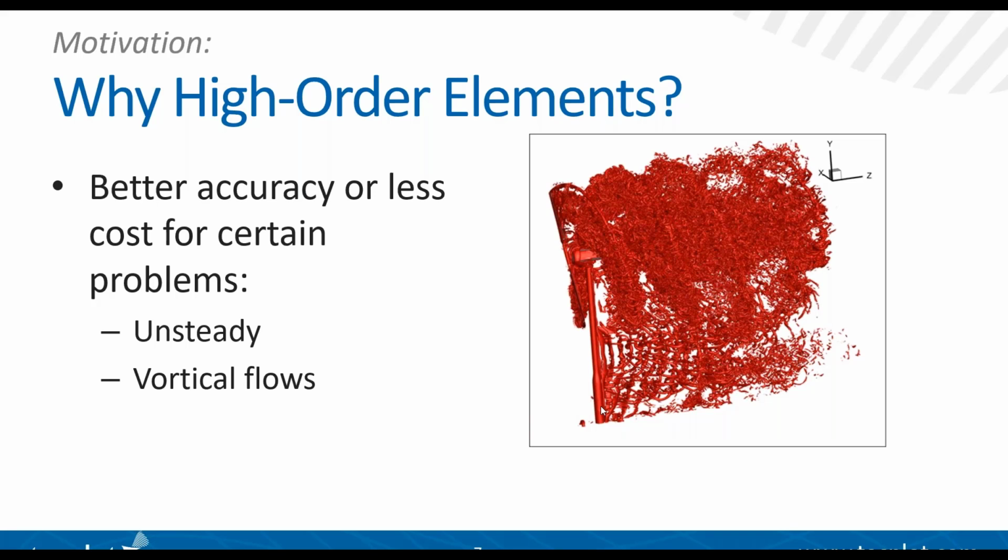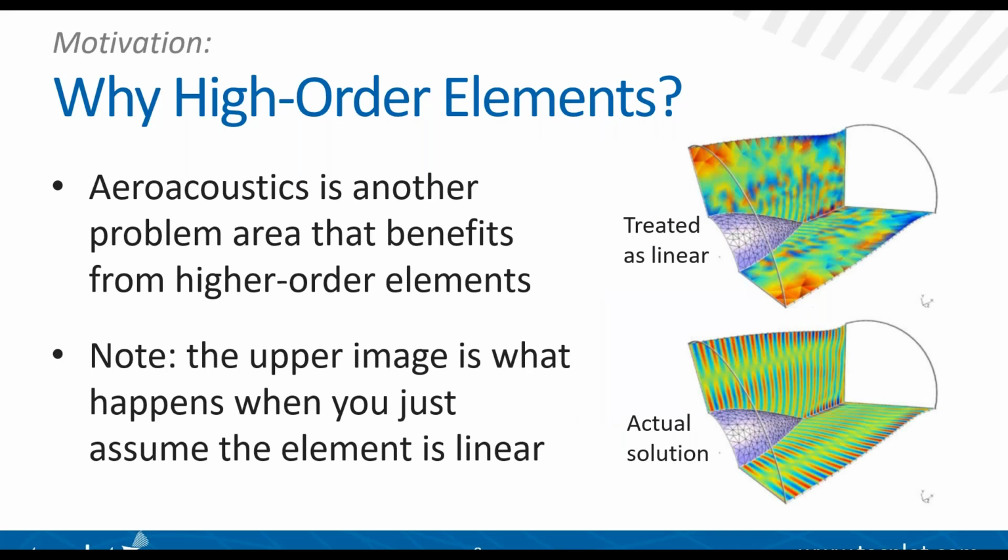So this sort of calculation could be done with linear elements, but it would take millions, perhaps billions of elements to get an accurate solution. Whereas you can get away with far fewer elements with higher order methods. This calculation was actually done with fourth order differencing in the wake region, so it is higher order.